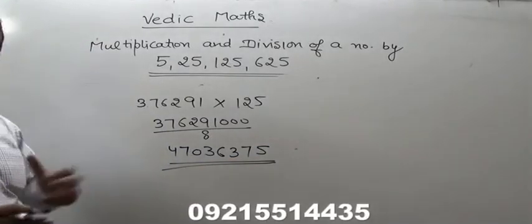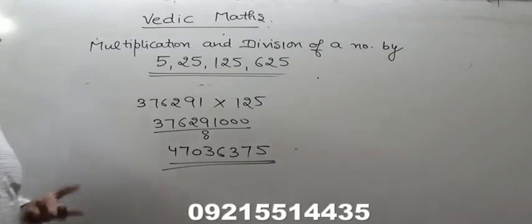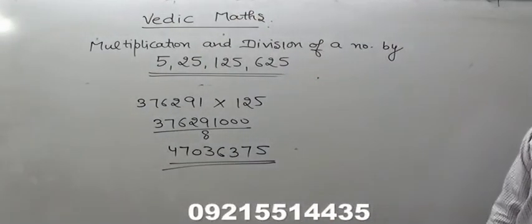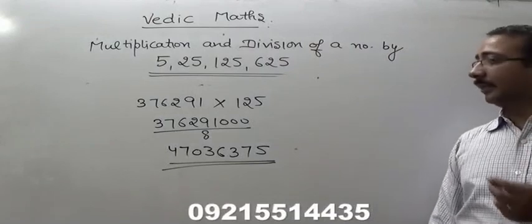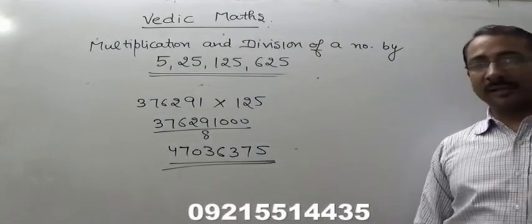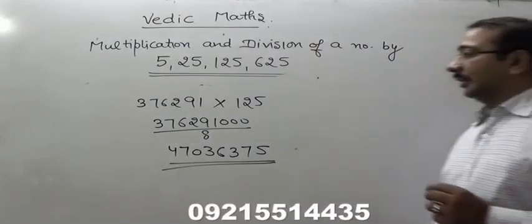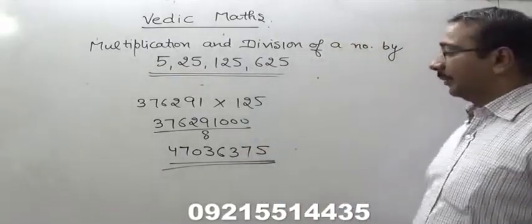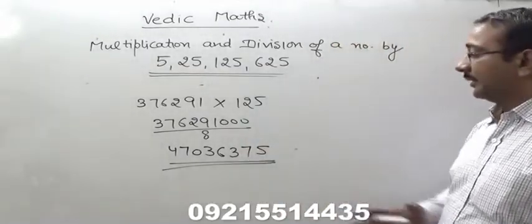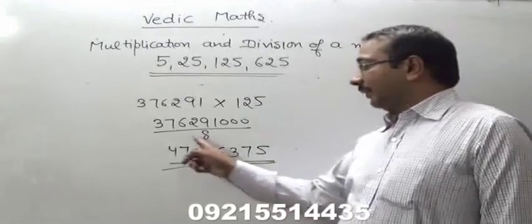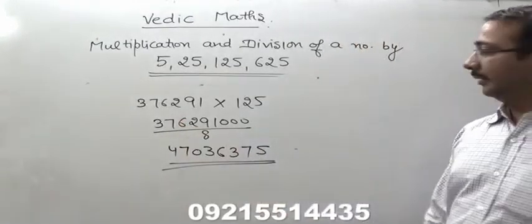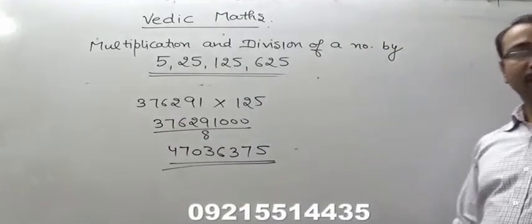So this is a very simple method. The only thing you need to know is the table of 8, by which we have to divide. What we did is: 125 means 1000 by 8. What I have done here, I put 3 zeros 000, then divided by 8. Okay. Now it's very easy for anyone to divide. So by that you can easily answer your problem.